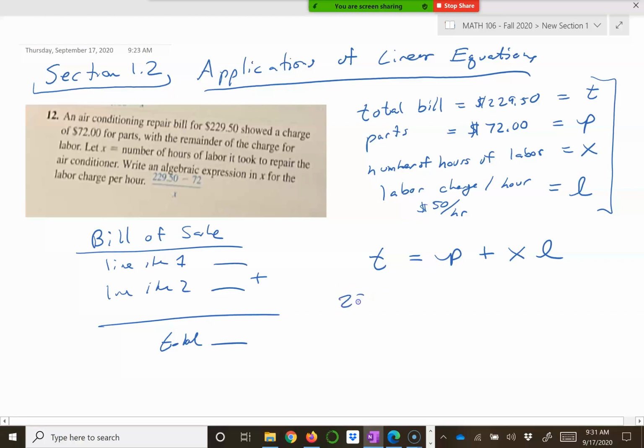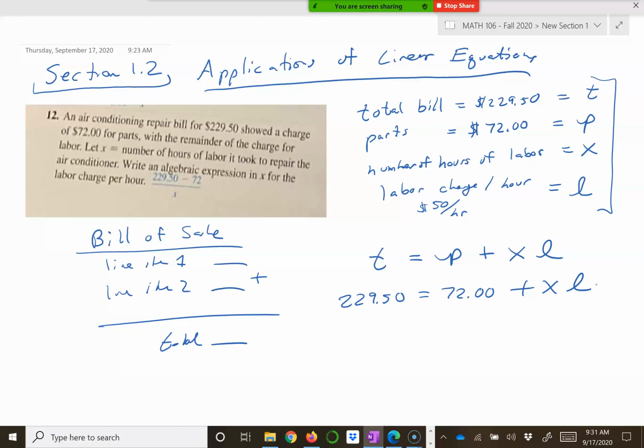So I know the total is 229.50. The parts charged, P, is 72. And again, I don't know X or L. But they'd like an algebraic expression or a linear equation in terms of X for the labor charge L. So what we have to do here is solve this equation for L.